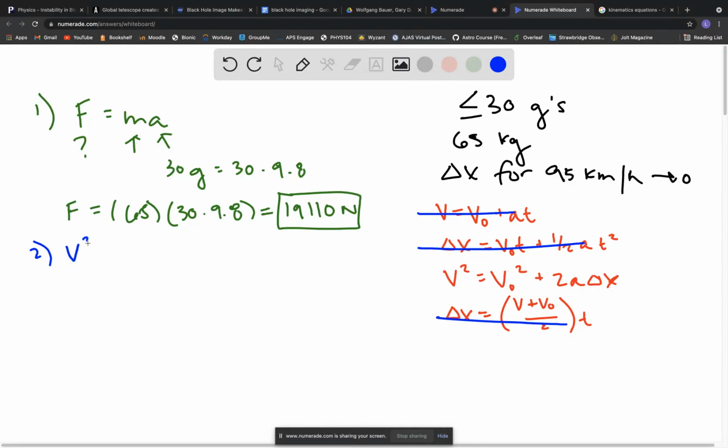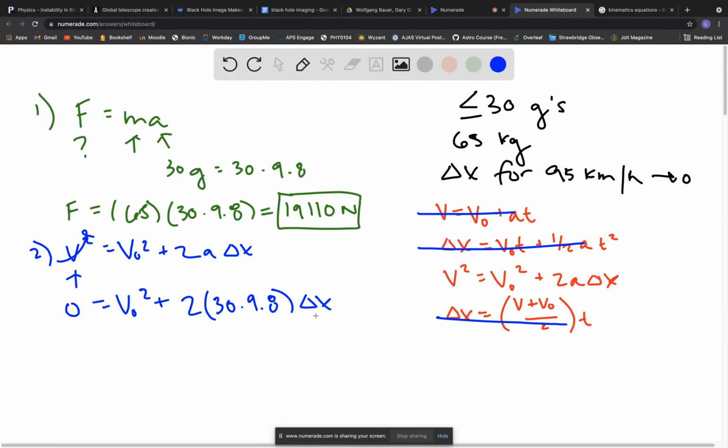So we're left with v squared equals v naught squared plus 2 times the acceleration times the distance, which is delta x. So we know that our v squared is equal to 0. So now we have 0 equals v naught squared plus 2 times our a, which is 30 Gs, so 30 times 9.8, times delta x. And we know that our v naught is 95 kilometers per hour.